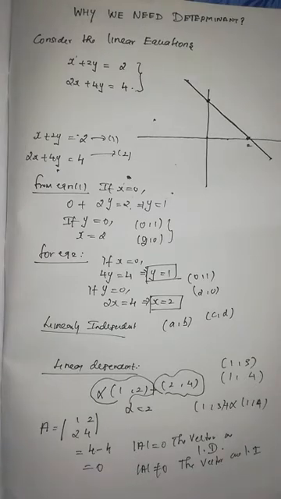So why do we need the determinant? To check whether the vectors are linearly dependent or linearly independent, we need to find the determinant. If the determinant turns out to be 0, then the vectors are linearly dependent. If the determinant is not equal to 0, then the vectors are linearly independent.